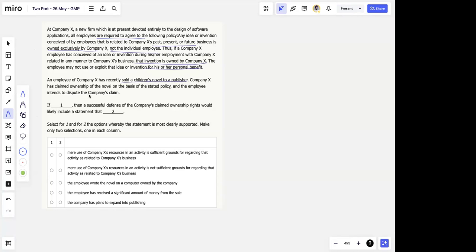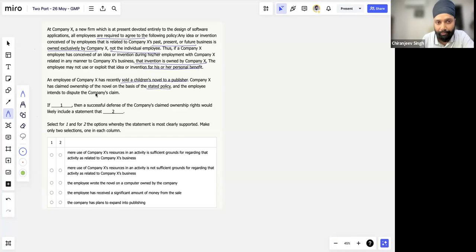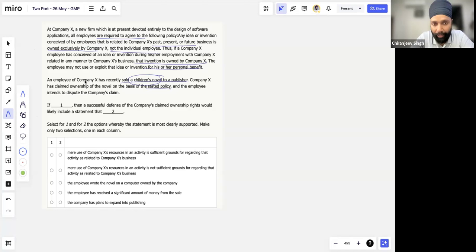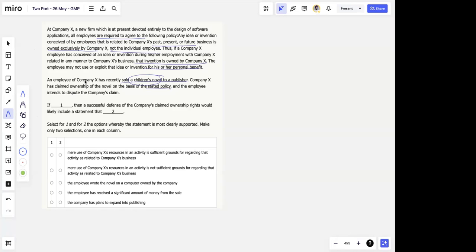Company X has claimed ownership of the novel on the basis of the stated policy, and the employee intends to dispute the company's claim. So the employee has sold a children's novel to a publisher, and the company is claiming rights, stating the policy above. It's stated that the employee wants to dispute the company's claim. Correct.